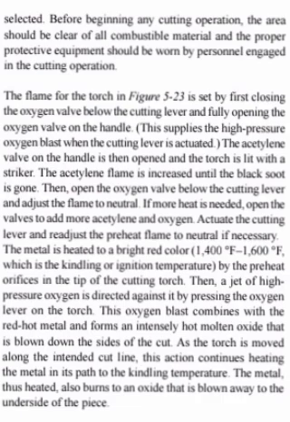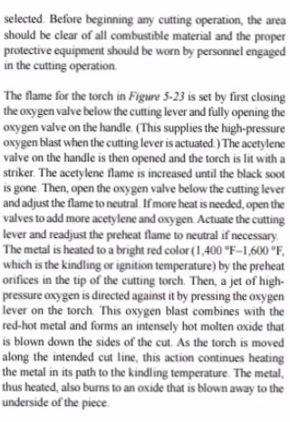The acetylene valve on the handle is then opened and the torch is lit with a striker. The acetylene flame is increased until the black soot is gone. Then open the oxygen valve below the cutting lever and adjust the flame to neutral. If more heat is needed, open the valve to add more acetylene and oxygen. Actuate the cutting lever and readjust the preheat flame to neutral if necessary.